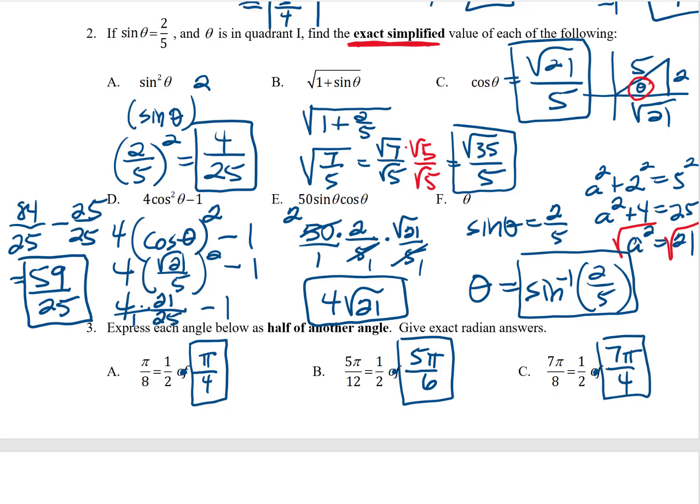Another way we could have done this problem is to take the given angle and simply double it, multiply it by 2. And if I did that, I would find the angle that I wanted, in this first case, pi over 4.